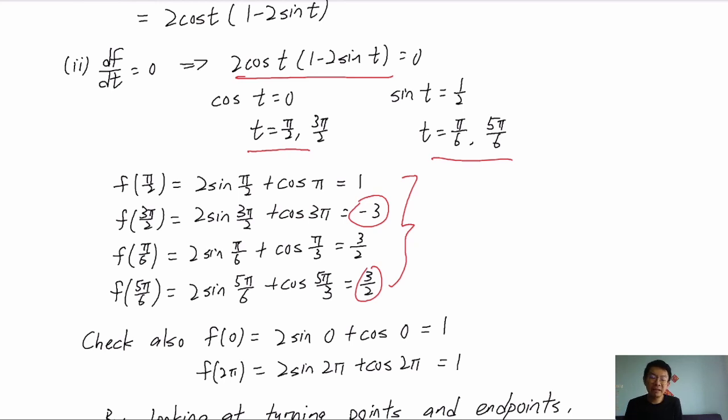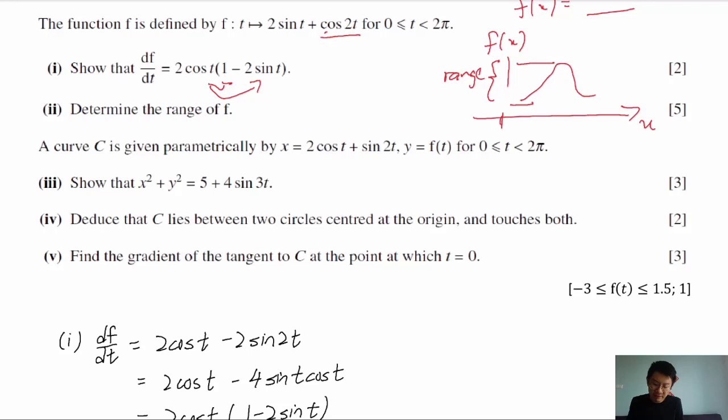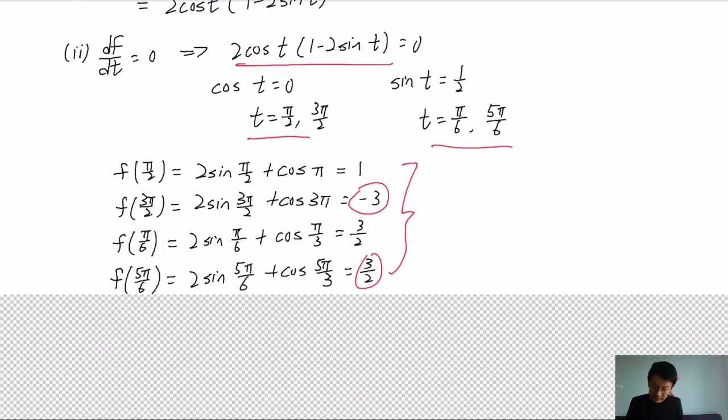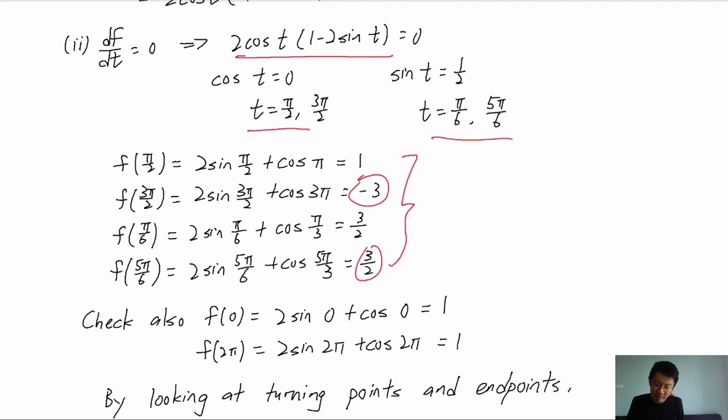But we have to be careful: we also need to check the starting point and the ending point, because for this function it is given that the domain is 0 to 2π. We are not sure how this function looks like. Although we have these two values, -3 is our minimum point and 3/2 is our maximum point, we are not sure whether that would be our range or not. Because for some functions, we might have something like this.